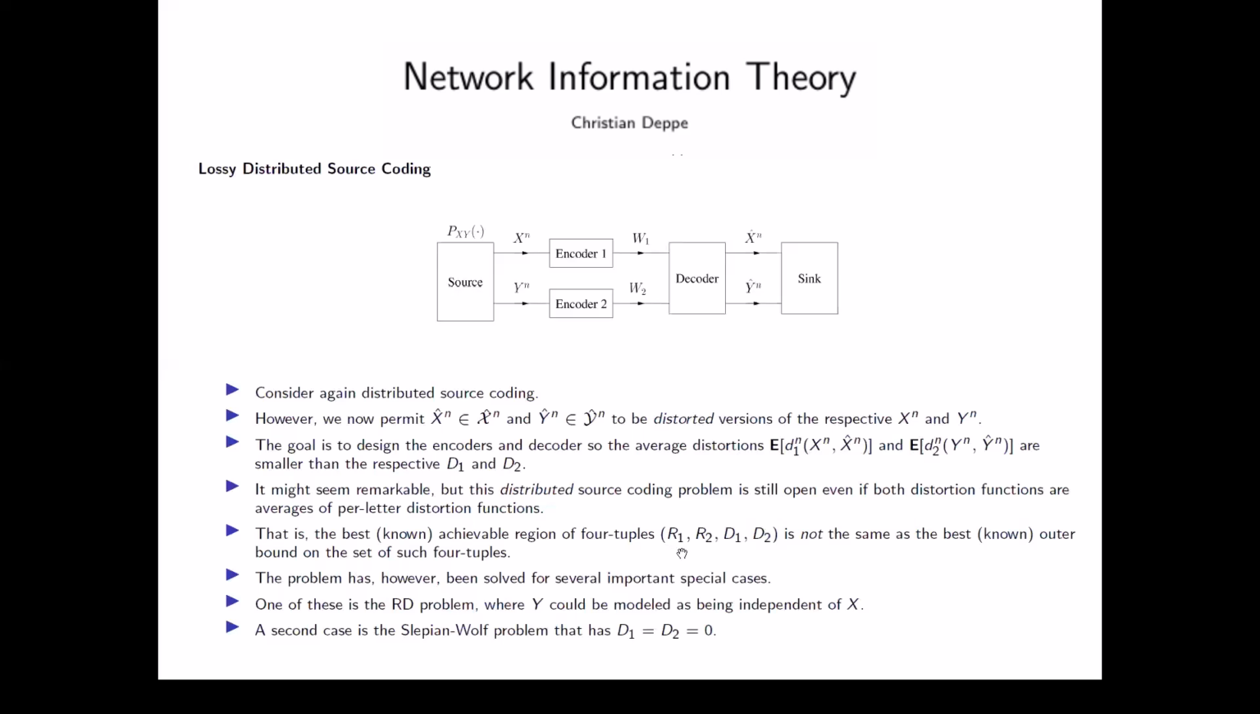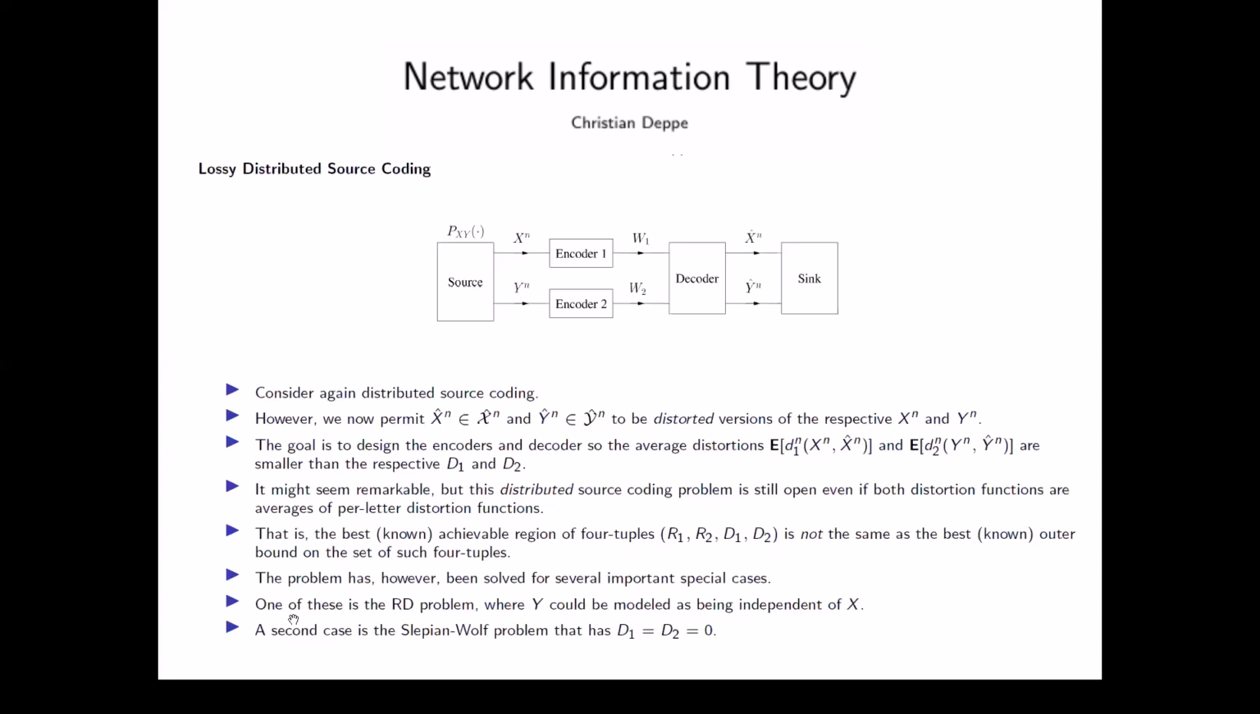So if you are interested in this, you can just Google lossy distributed source coding, and you will immediately come to the Berger-Tang paper, and then Wagner and Anantharam, 9 years ago, showed a better outer bound, and you will find all this. And there are still publications in this area for special cases. And of course, as I told you, for some special cases, this problem has been solved. One of these is where y could be modeled as being independent of x.